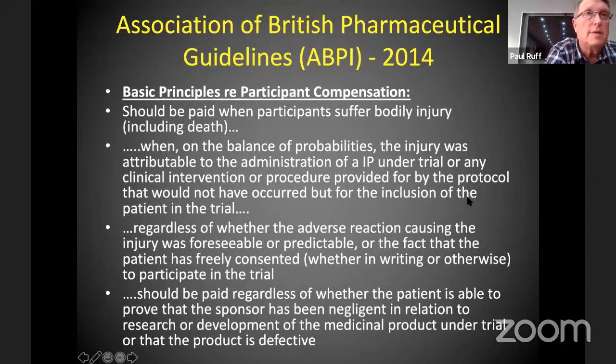Fortunately, these are not common, but they still do occur, and all investigational processes must have the ability to compensate participants for injuries that may occur, whether they are expected or not, and whether the person has consented or not. Basically it's a no-fault process, there's no one who's blamed, but it provides for the participant to be adequately compensated for injury.